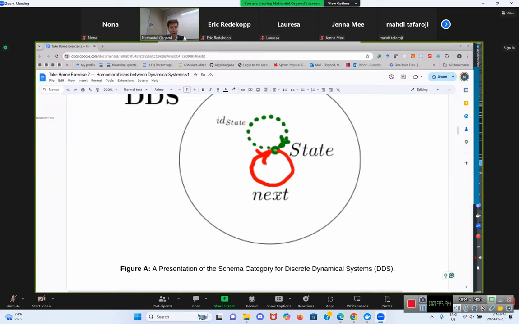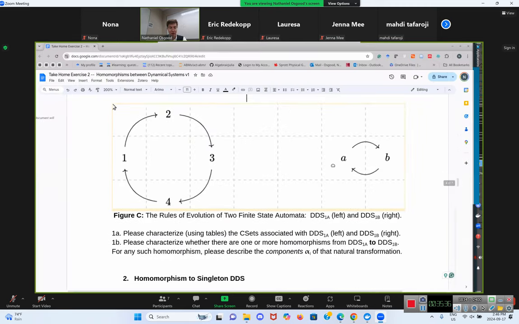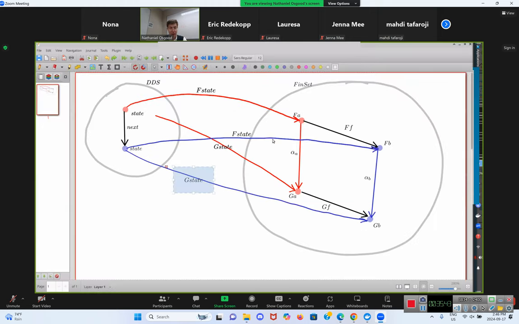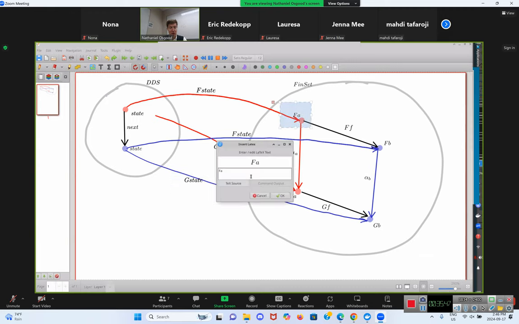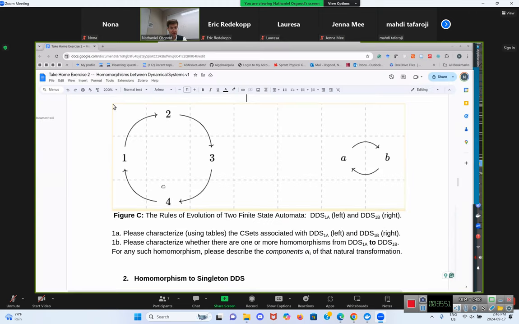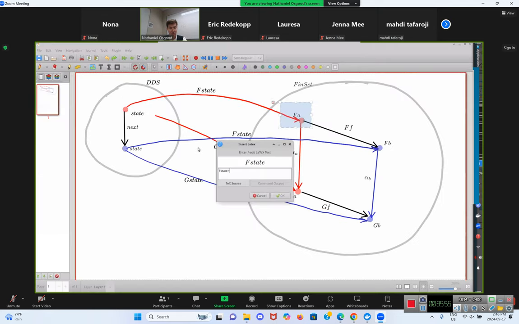And so now we're going to be dealing with these two different ones of these, right? So this is going to be F, and this is going to be G. Are we comfortable with that? So what is F of state? You tell me here. What's the set for this one here? This is F. 1, 2, 3, 4. Okay.